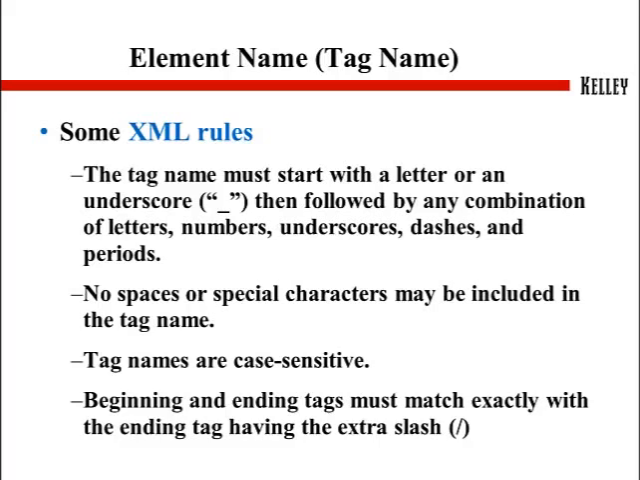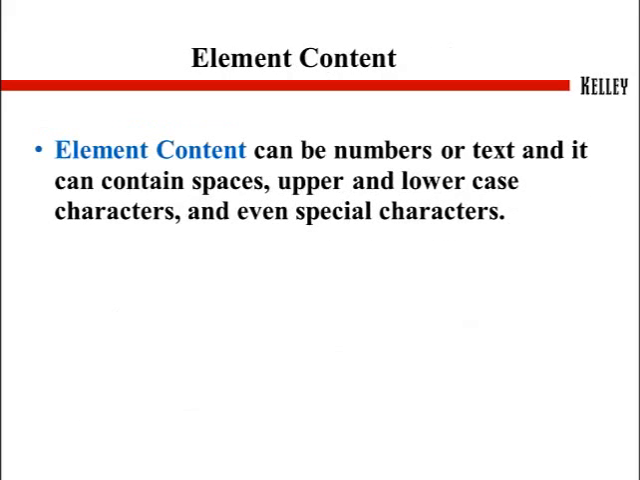There are a few rules for this. The tag name must start with a letter or an underscore, then followed by any combination of letters, numbers, underscores, dashes, and periods. You can't have spaces or special characters in a tag name. Tag names are case sensitive, and the beginning and the ending tags must match exactly, with the ending tag having that extra slash in the front of it.